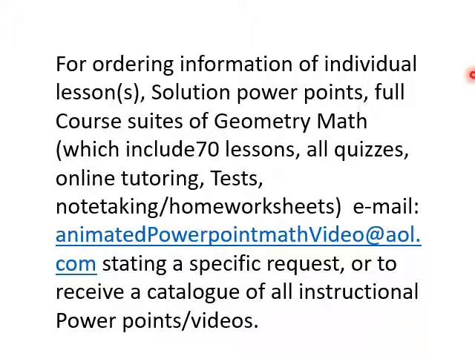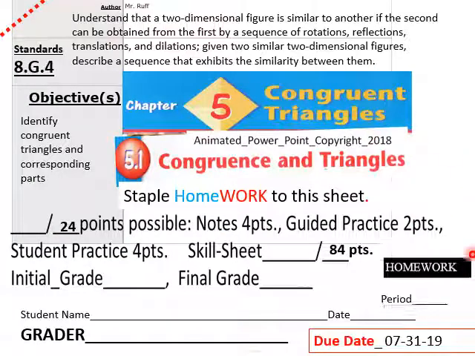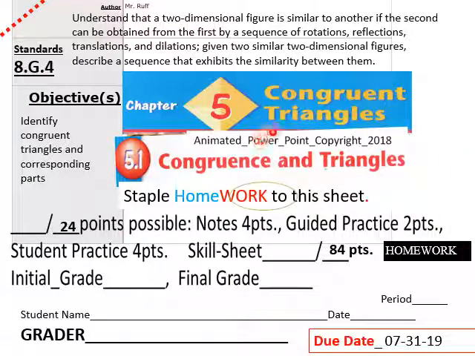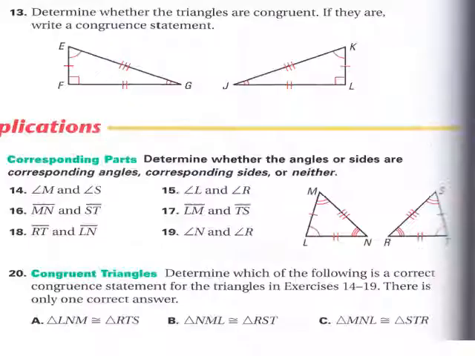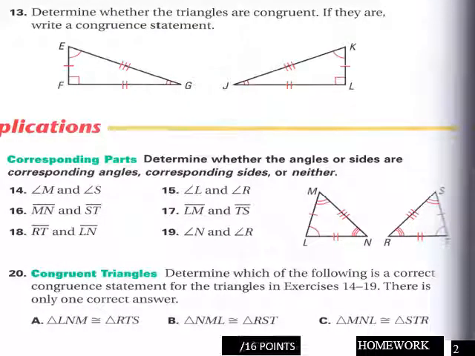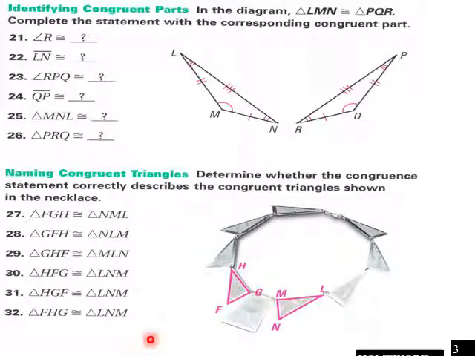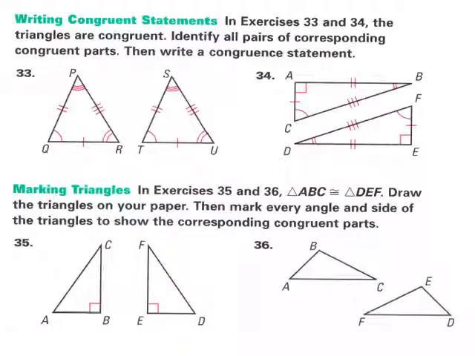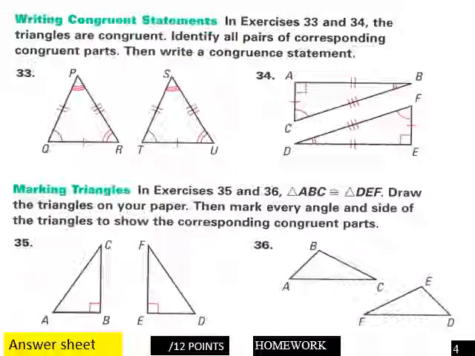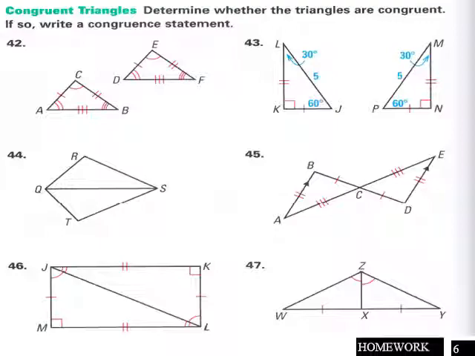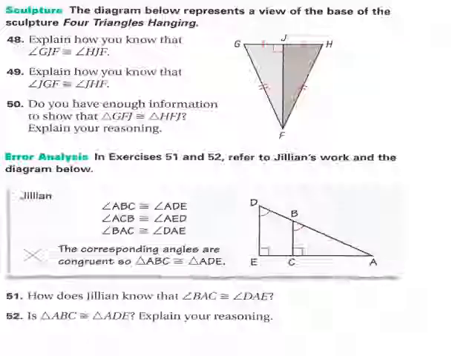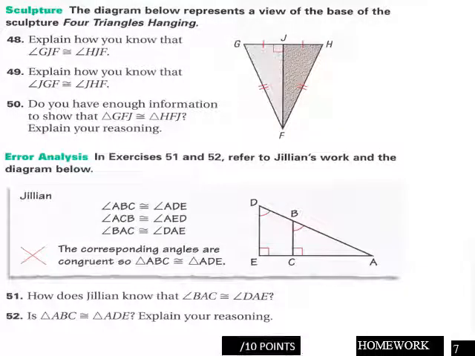Let's go into the homework real quick. This is our homework. 5.1, Congruent Triangles. Page 1 of your homework. Page 2 of your homework. Page 3. Page 4. Page 5. Page 6. And page 7 of your homework.